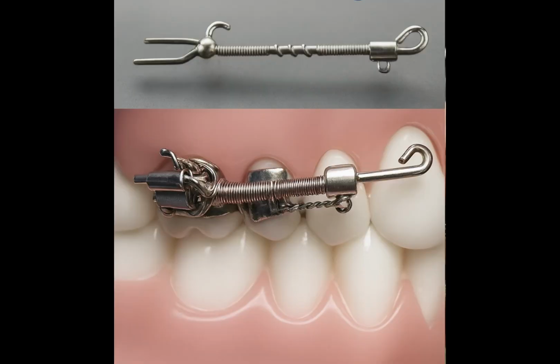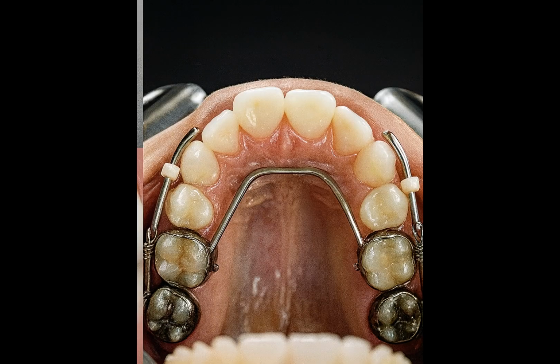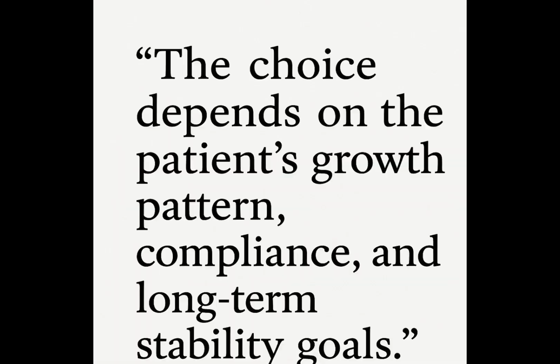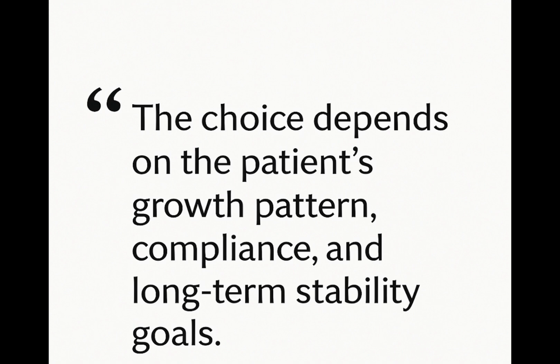6. Sliding jigs. A simple stainless steel wire device that directs elastic force straight to the molars. Effective in both transitional and permanent dentition. Can slightly widen the anterior segment, but stiff wires help prevent this. Each of these methods has pros and cons. The choice depends on the patient's growth pattern, compliance, and long-term stability goals.